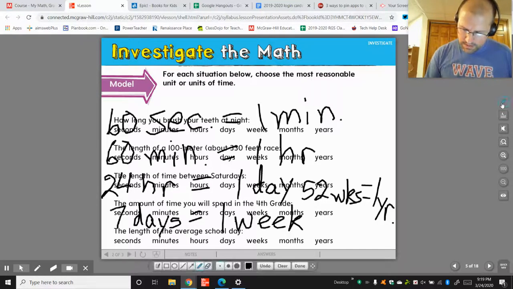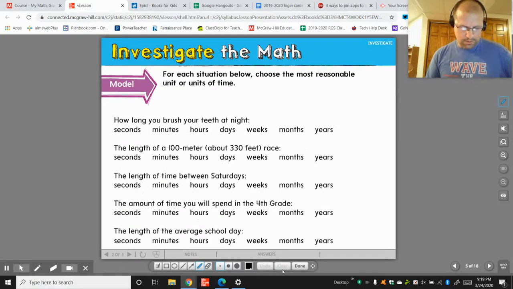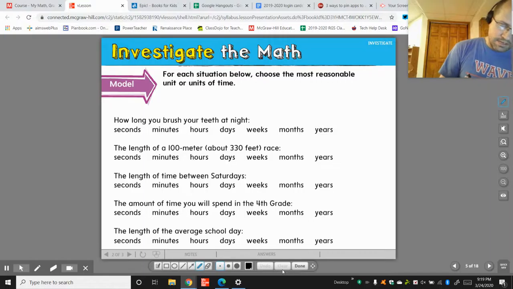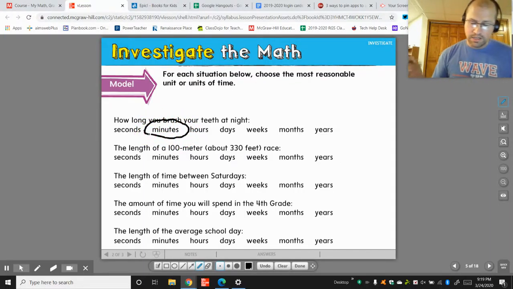Now, let's see what unit of measurement we're supposed to use here. How long should you brush your teeth at night? You know, it could be seconds. Hopefully not. Hopefully you're measuring it in minutes, but it could be 30 seconds if you brush really, really good. But they say it's supposed to be 2 minutes. You need to brush for 2 minutes because we got to brush our teeth.